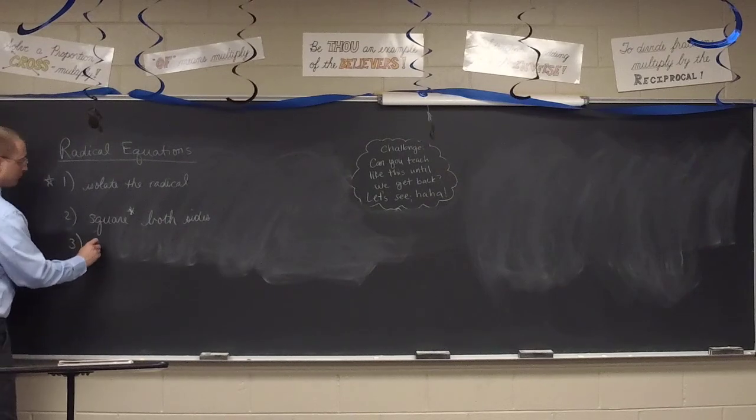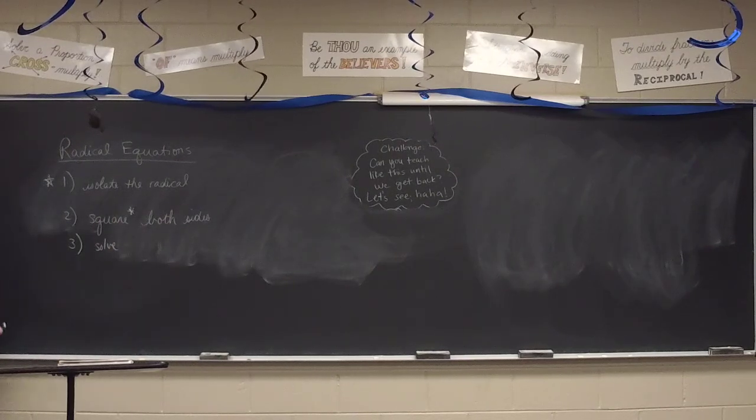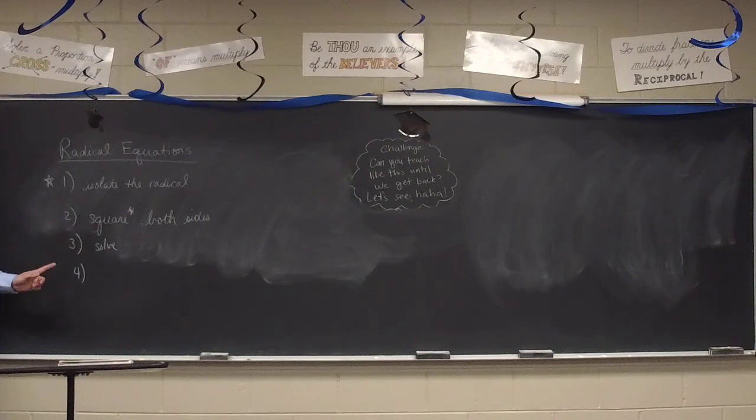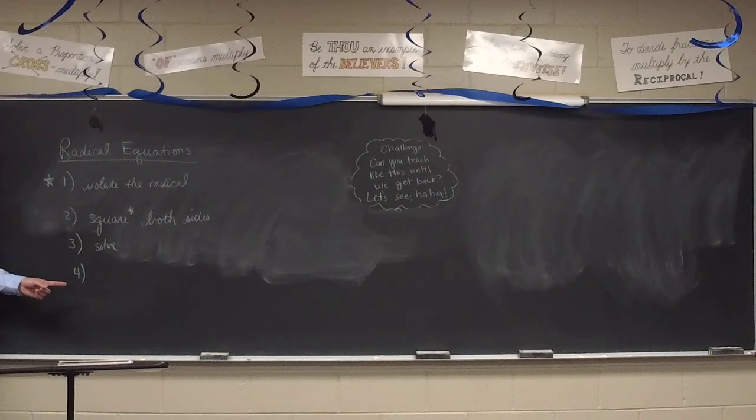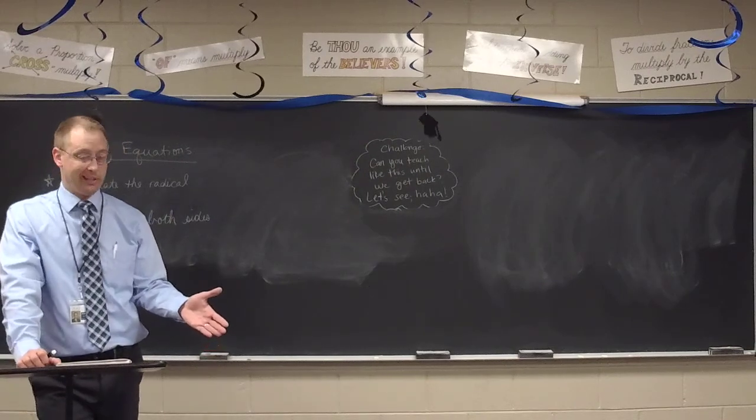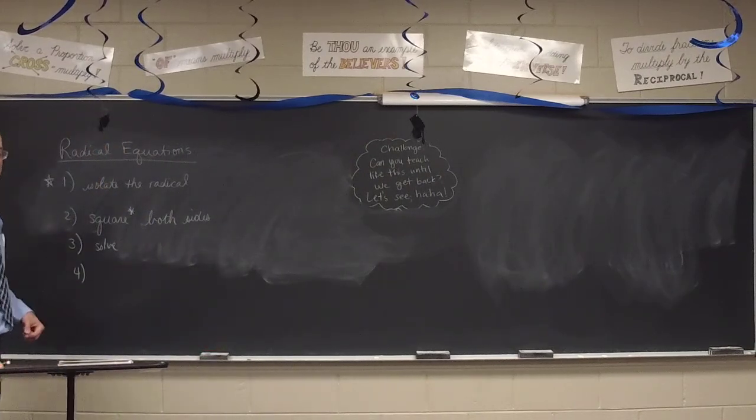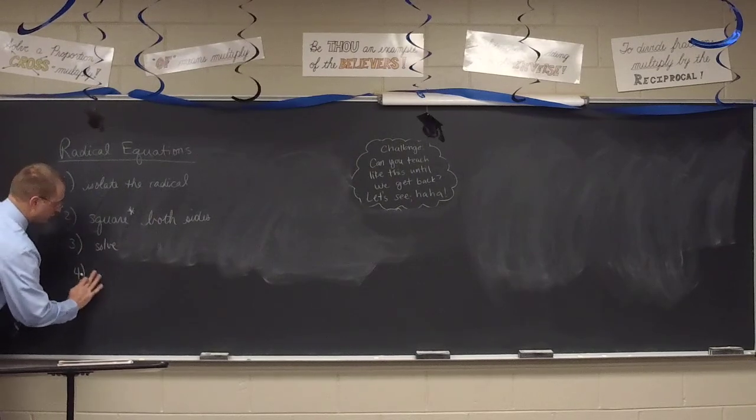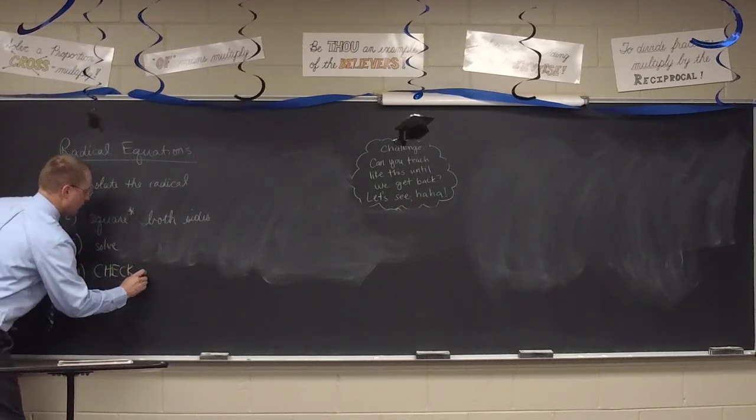Step number 3, solve. Pretty straightforward. But there is a fourth step. Normally, I'm lazy, and I say I don't really want to check my equations. Radical equations are sneaky. It is possible for you to solve a radical equation perfectly and get an answer that doesn't exist. Something called an extraneous root. Have we used that term in this class before? Extraneous root, where you solve an equation, you get an answer, but it isn't really an answer. It's a lie. So step number 4 is to check, and write this in all caps, check for extraneous roots.